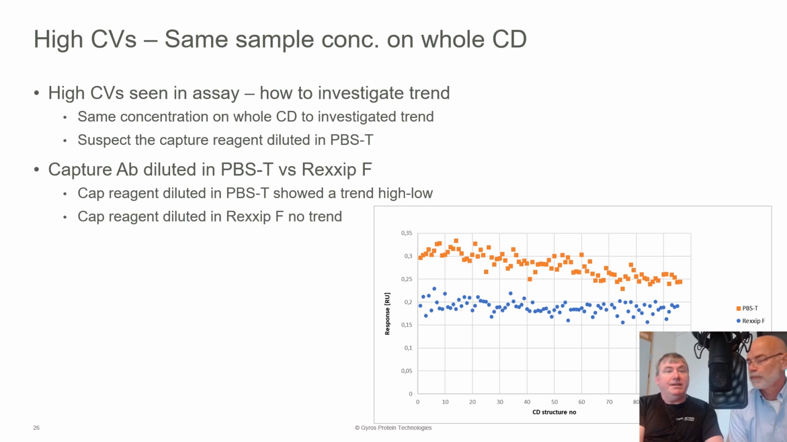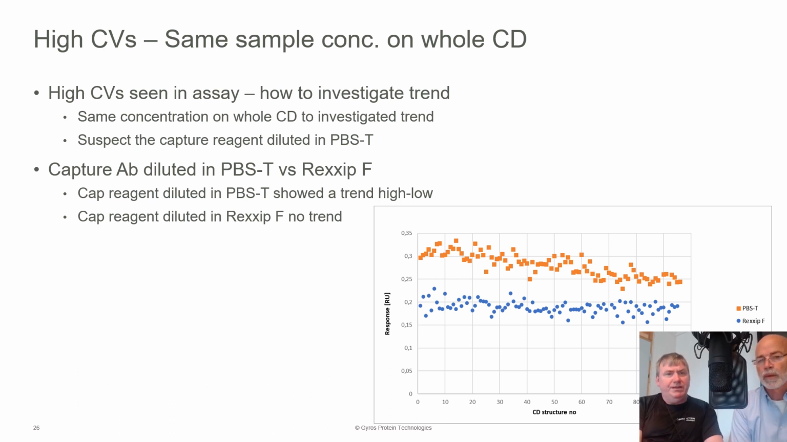And in this case, we found that there was an issue with the capture antibody. When the reagent is dispensing, there was a trend caused, and actually changing the buffer from PBST to Rexip improves the precision.